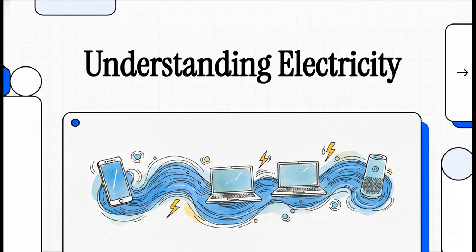We're surrounded by this incredible force every single day. We can't see it, we can't touch it, but it powers literally everything in our modern lives. It's kind of like an invisible river flowing all around us, through our walls into our devices. So in this explainer, we're going to pull back the curtain and actually map that river.